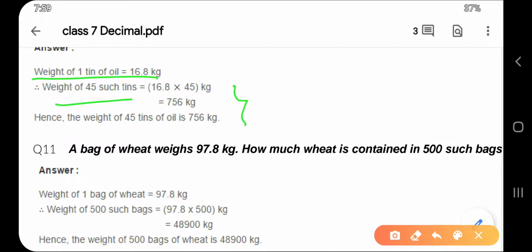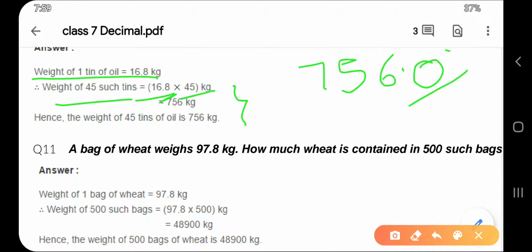And then we have to keep decimals also, as the product of these two numbers is 7560, and there is one decimal, so the decimal would be placed here, and this 0 is of no value now. Okay, so the answer is just 756.